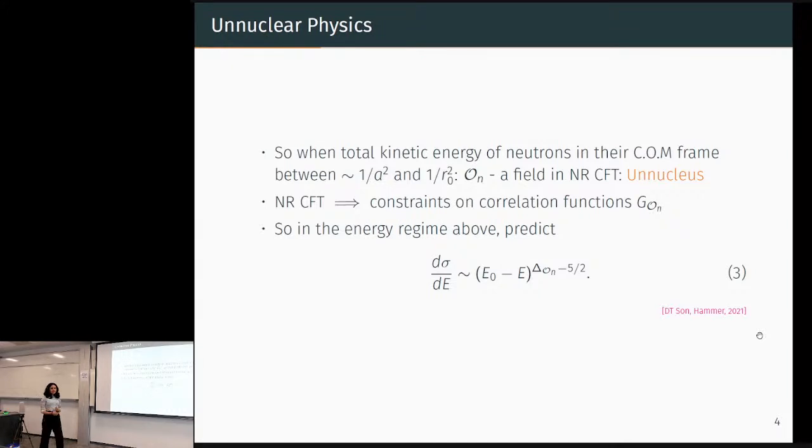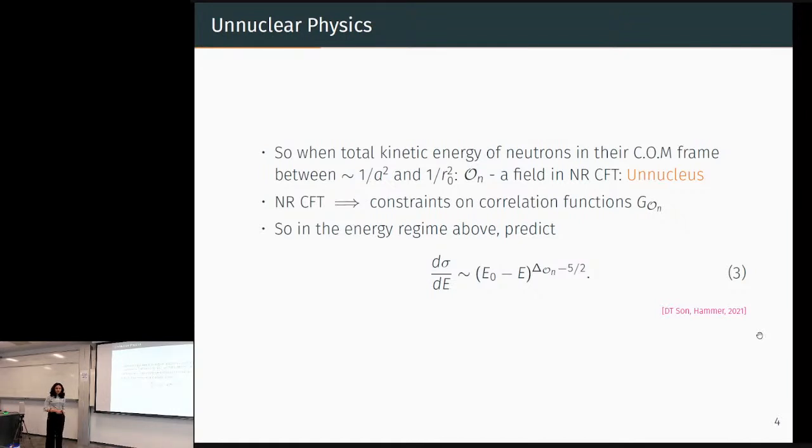Now, the idea is that since it is a non-relativistic CFT, there are certain constraints placed on the two-point function, just like in usual CFTs. That then enters the formula for the differential cross-section, and it gives us this prediction, this power law behavior for the differential cross-section.